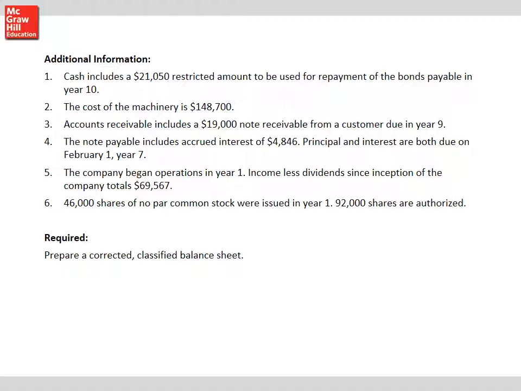The company began operation in year 1. Income less the dividends since inception of the company totals $69,567. And 46,000 shares of no par common stock were issued in year 1. 92,000 shares are authorized. So given that information, let's correct this balance sheet and create a classified one.